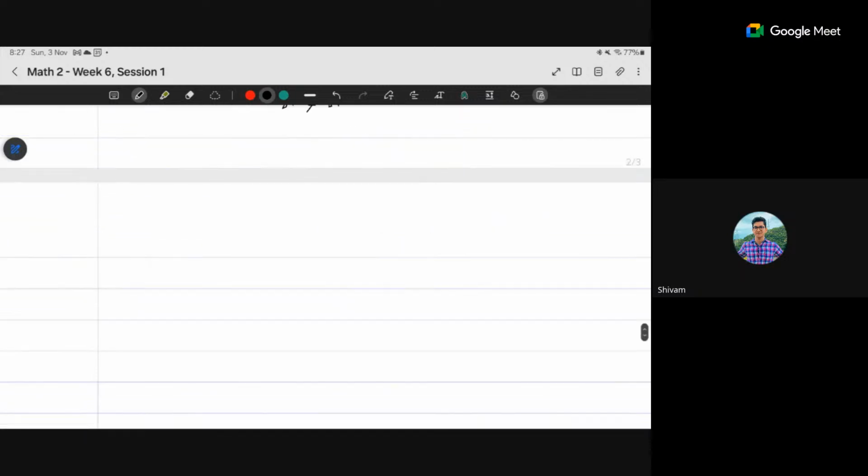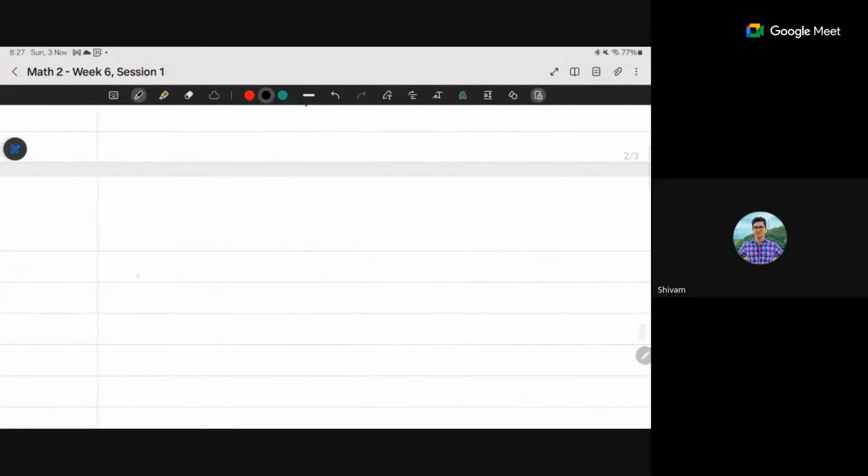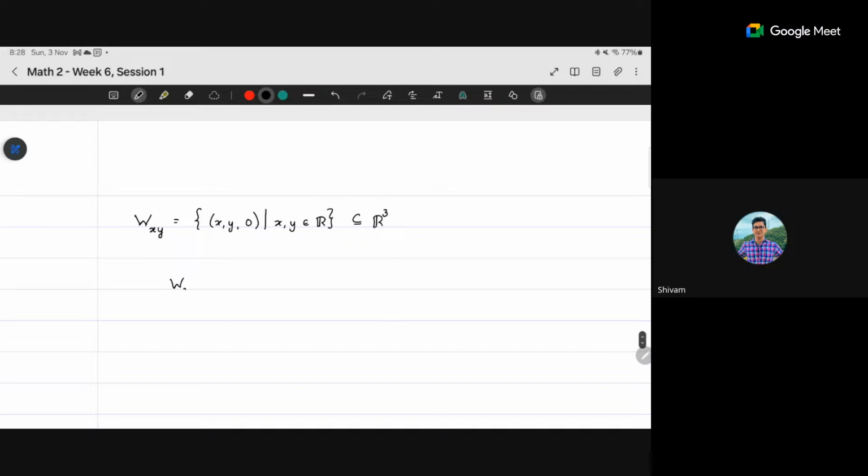But then if you look at the following map from, let me call this W, the set of XY0. So I know this is a subset of R3, right? I just forget about what the third coordinate is. And look at the map which takes, well, in this case, the elements are of the form XY0. So I'll just take it to XY.